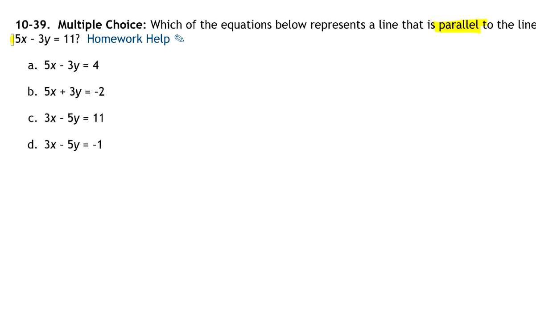If you look at A, notice I've got a positive 5 for x and a negative 3y. Here's a positive 5 and a negative 3 for the y. Everything else has different signs and different numbers in different places.